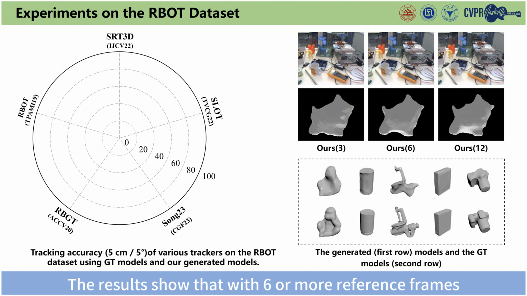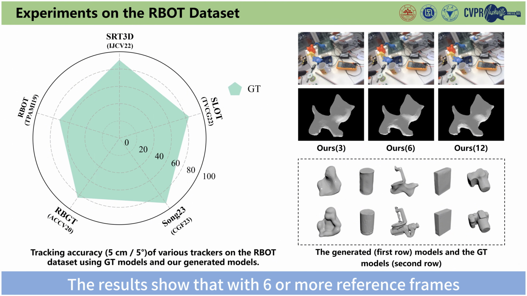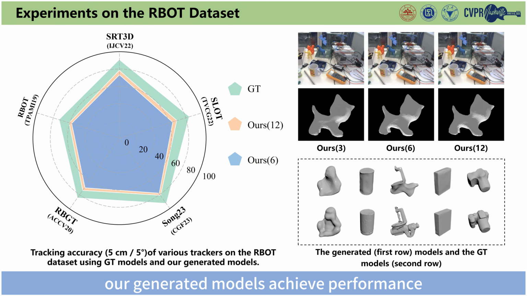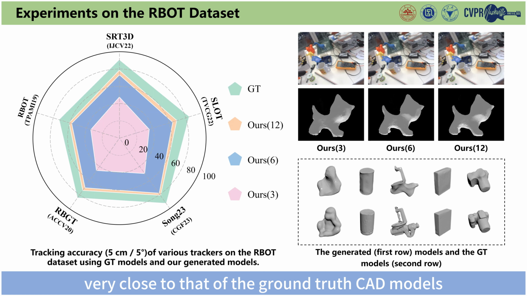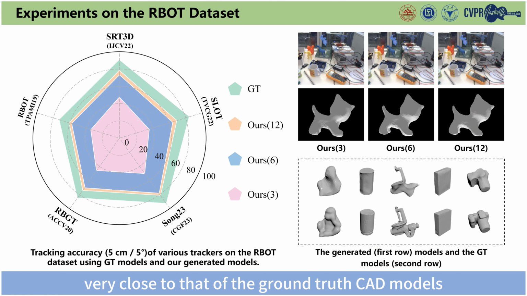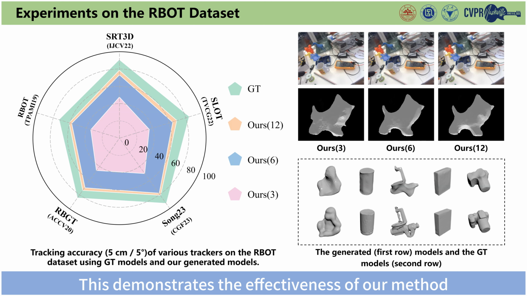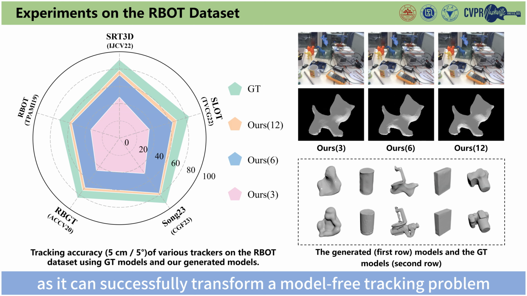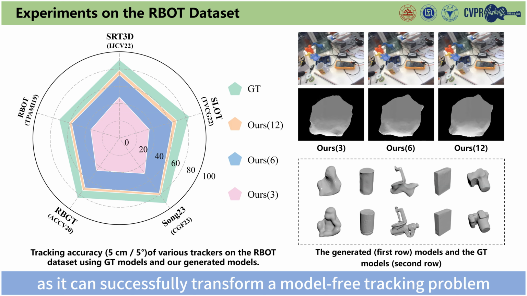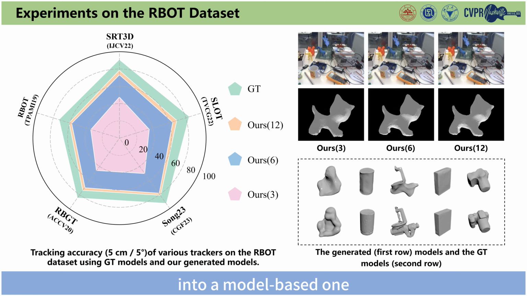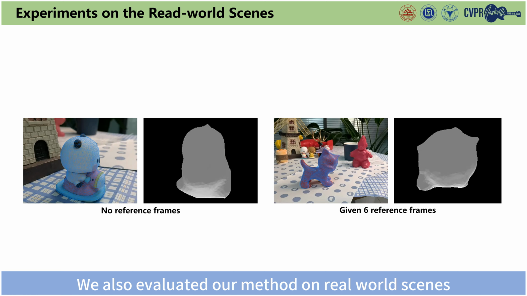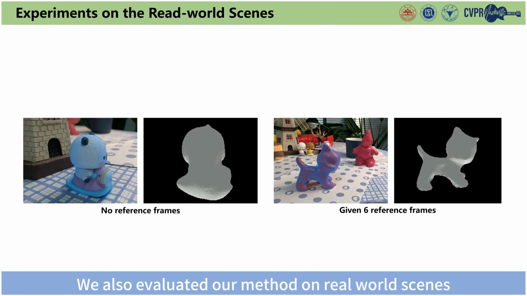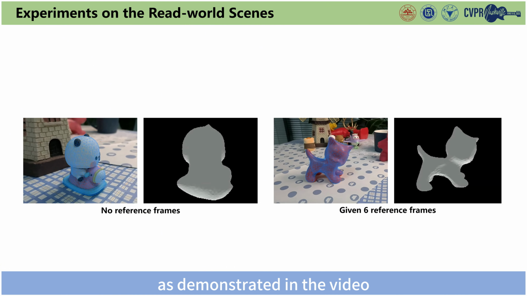The results show that with 6 or more reference frames, our generated models achieve performance very close to that of the ground truth CAD models. This demonstrates the effectiveness of our method, as it can successfully transform a model-free tracking problem into a model-based one. We also evaluated our method on real-world scenes, as demonstrated in the video.